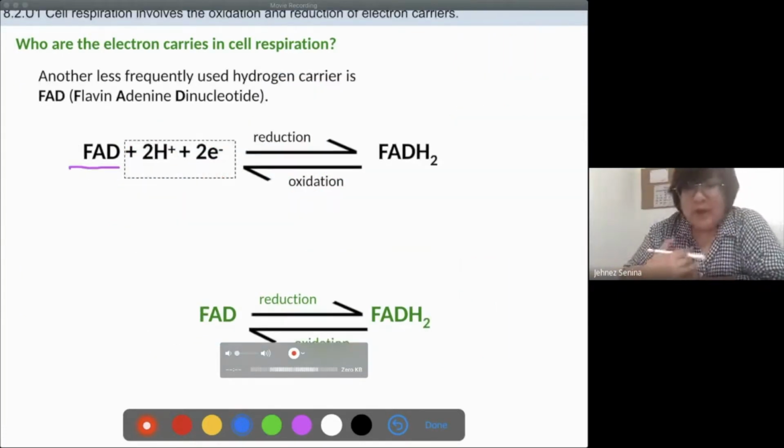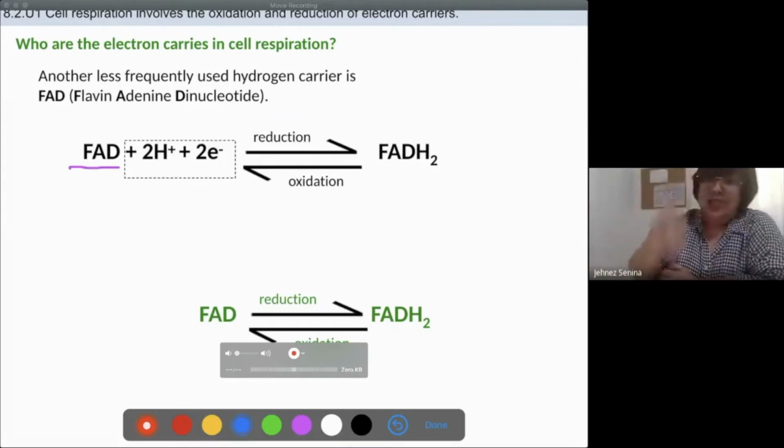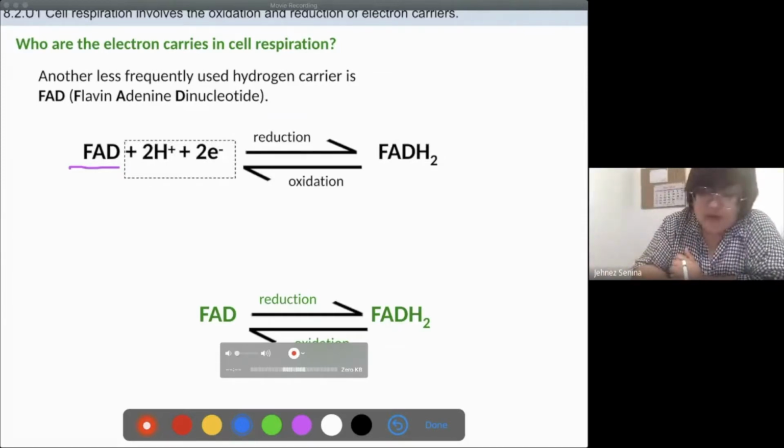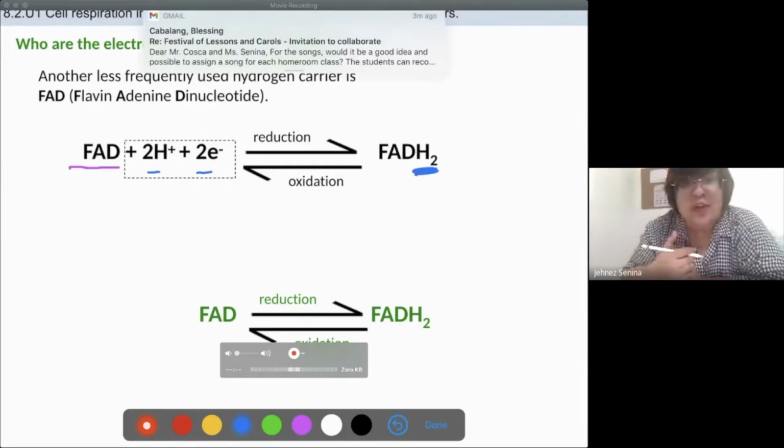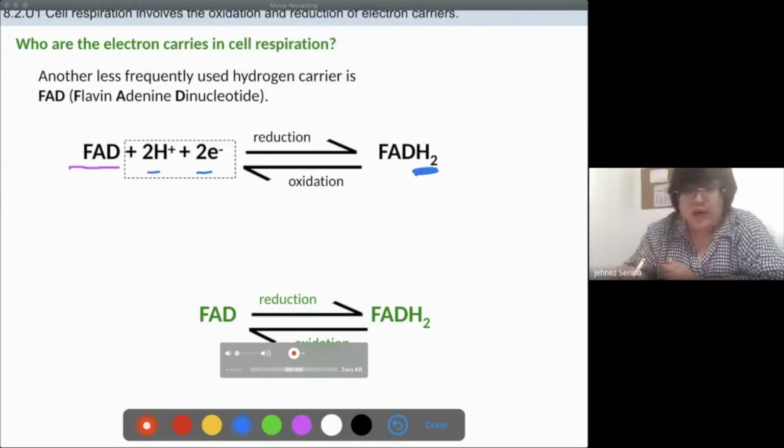So, not as important, but we have another electron carrier. We don't see this much. We only see this electron carrier in the Krebs cycle, whereas your NAD plus, we see it from glycolysis to Krebs cycle to electron transport chain. This one is only the Krebs cycle. It's also an electron carrier, as you can see here. If it gains 2 protons and 2 electrons, you have 2 atoms of hydrogen, so H2.